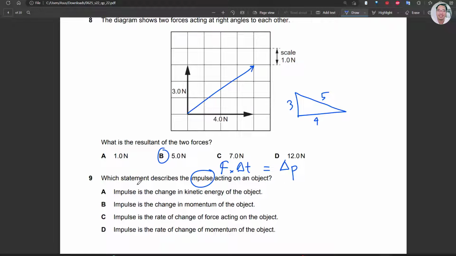The impulse is equal to the change in momentum. The rate of change of momentum of the object is the force acting on the object. Impulse is the change in momentum.